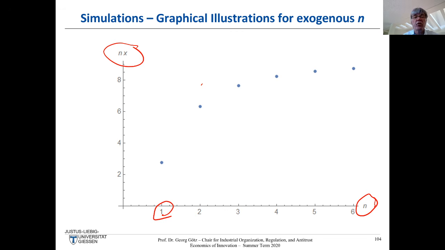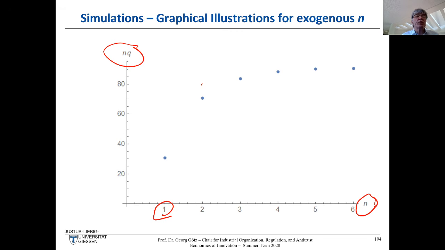So aggregate R&D expenditure increases. However, here you see it rather clearly, at a decreasing rate, and the same holds for the aggregate output. And of course, aggregate output is directly related to prices. So if you have more firms, prices will go down, but then at a decreasing rate.